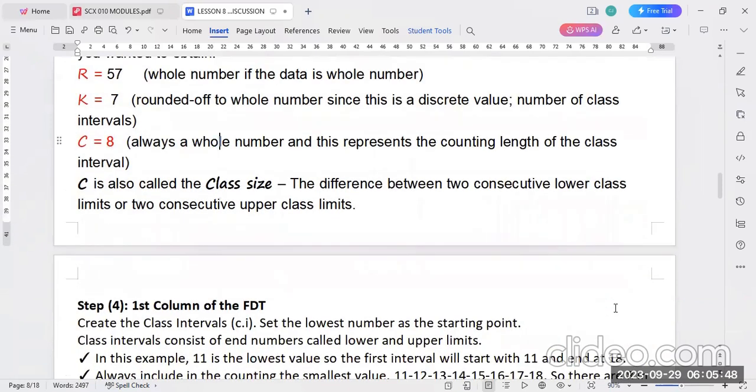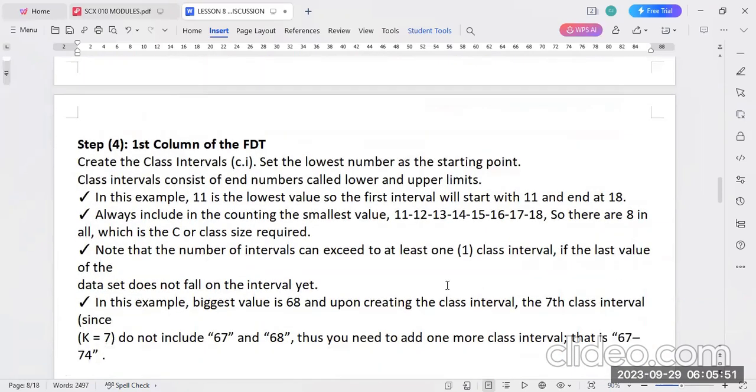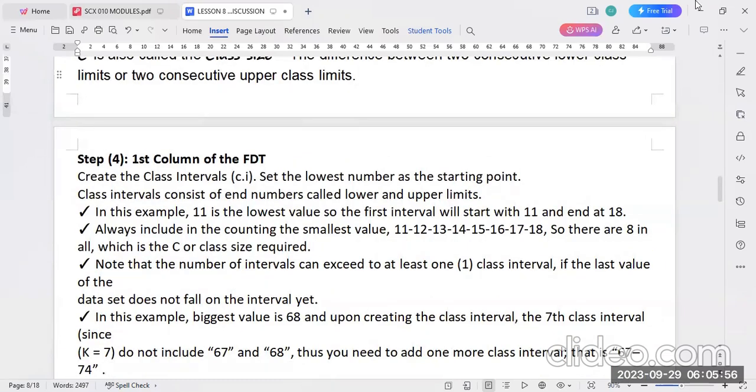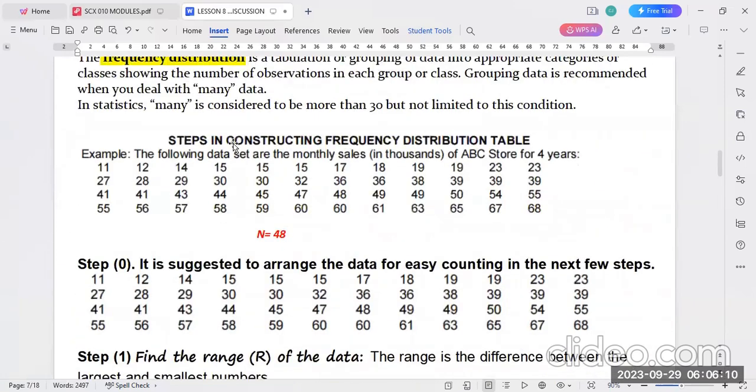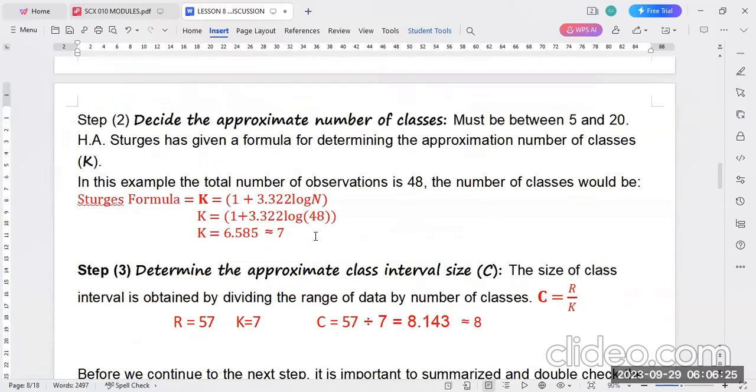So after we solve the R, K, and C, we proceed to step number 4. Okay, the first column of the FDT. So we now create class intervals. We set the lowest number as the starting point. So going back to the given set of data, the lowest number is 11, and the highest number is 68. So since the lowest number is 11, we start with the class interval with the lowest number. Mag-start tayo by 11. Yun po yung start ng ating class interval.